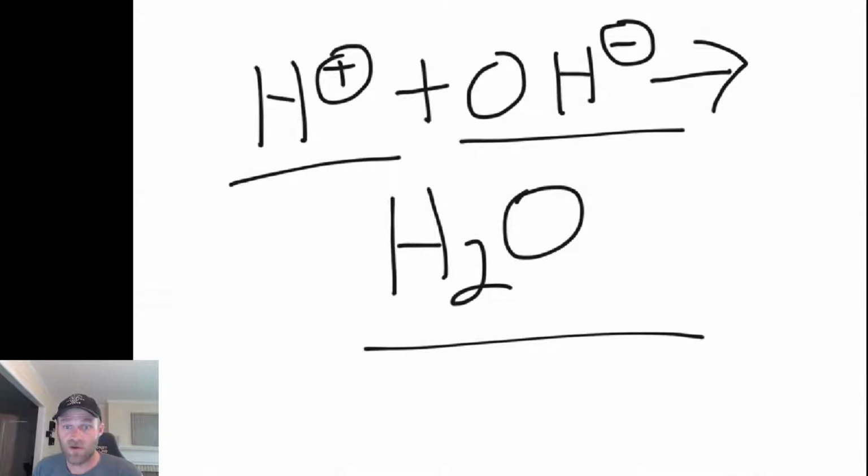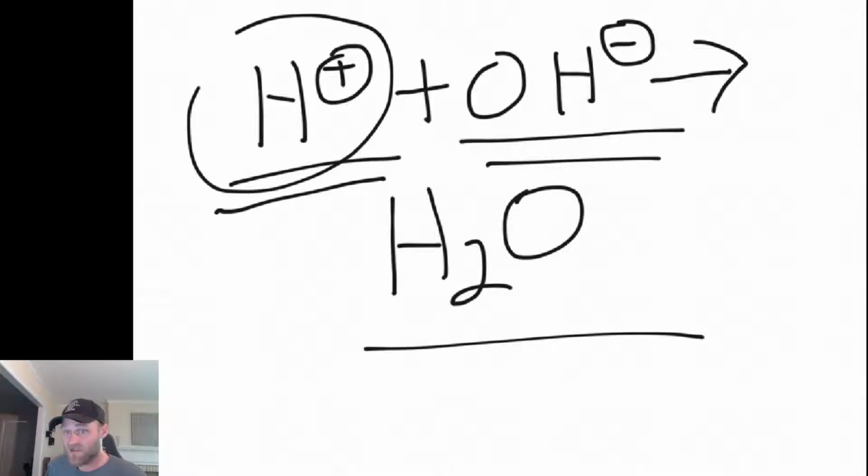Okay, and so neutral, pH 7 water has the same amount of H as it does OH, and they balance each other out. If it's more acidic, it'll have more of this. If it's more basic, it'll have more of this. The hydroxide. That should be circling, sorry.